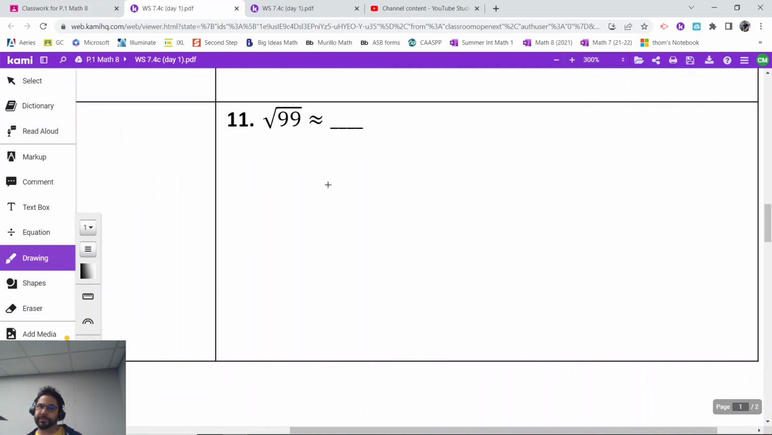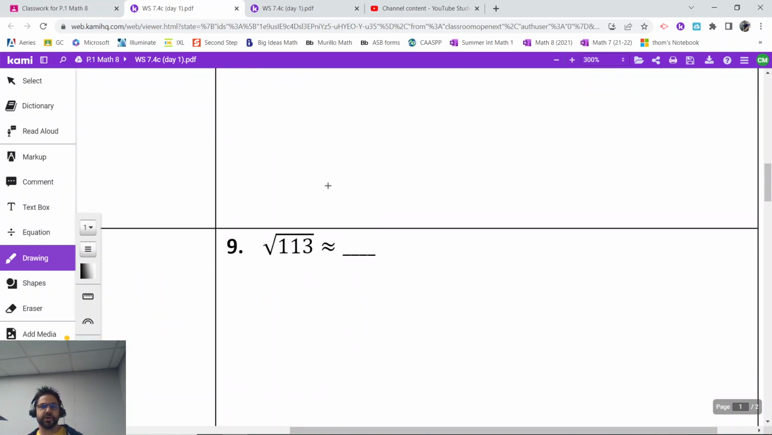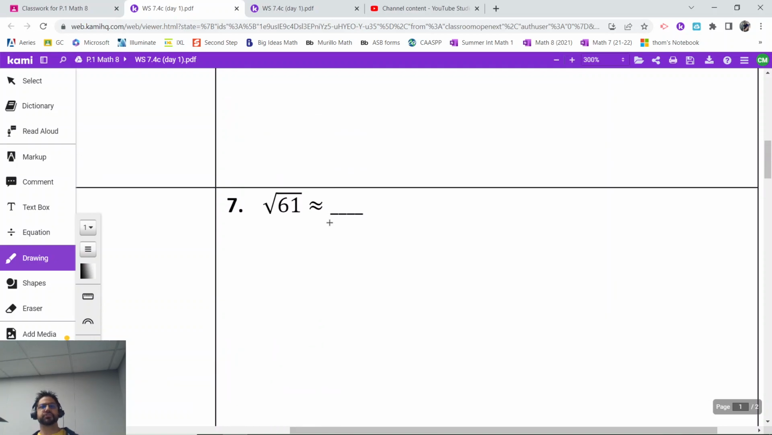Oh, that one's too easy. Some of you just know it looking at it. Let's see. Okay, let's try the square root of 61. Again, the strategy is to make a number line.